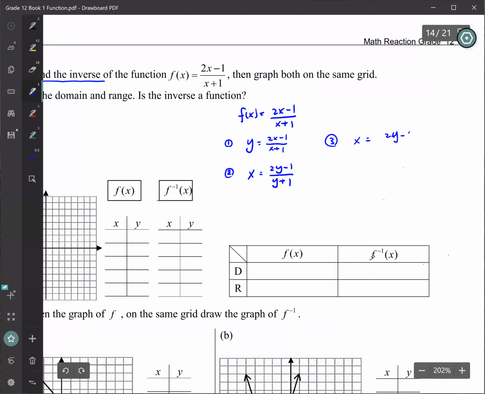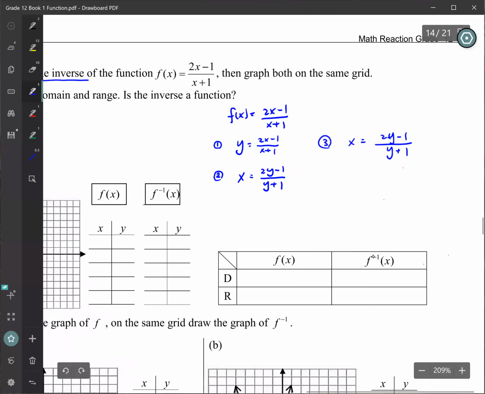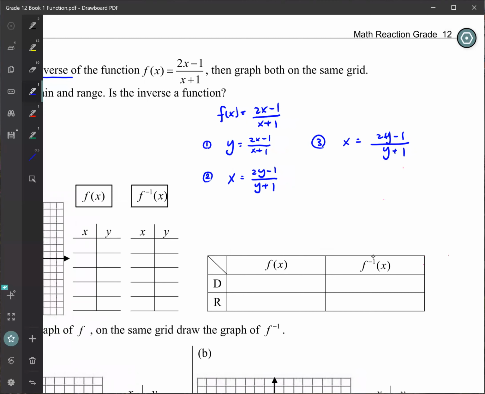Has anybody tried a few steps and then got stuck? Are you allowed to have y on both sides? No, it has to be on one side. At the end, your goal is to have y equal something only, right? So it's isolating the y. What do you think we should do to start? To isolate, did anybody take the first step?